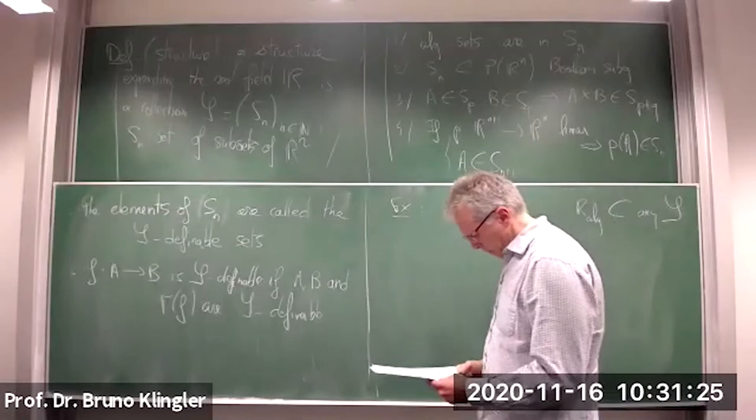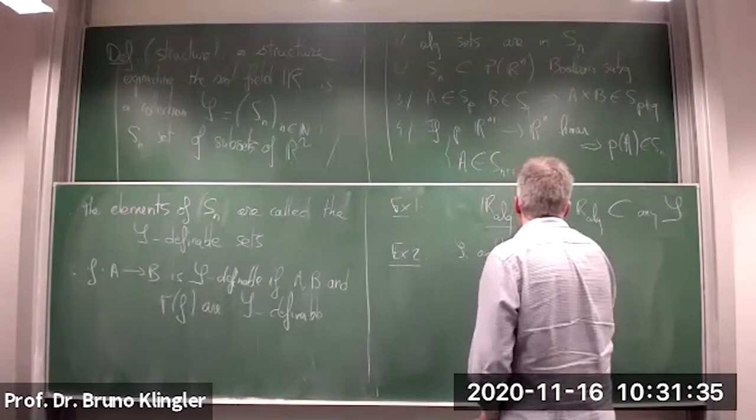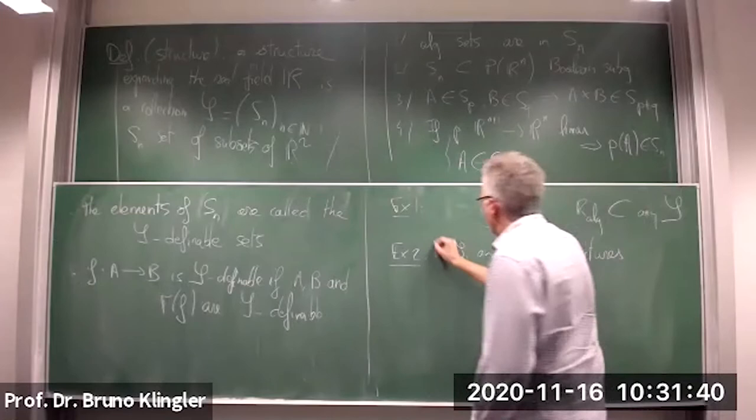What is important is that if S1 and S2 are structures, then the intersection is also a structure, of course.